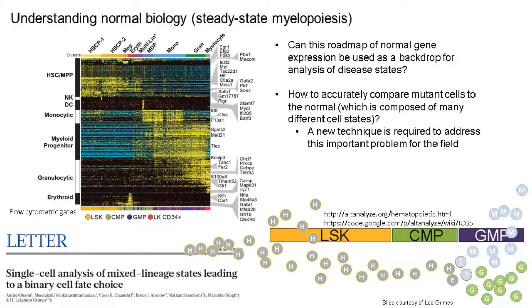For example, can this roadmap of normal gene expression be used to better understand disease states? This brings up an important point that must be addressed, and we asked ourselves, how could we accurately compare the mutant cells to the normal, which, as you can see, is composed of many different cell states? And so we wanted to develop a new technique to address this important problem.